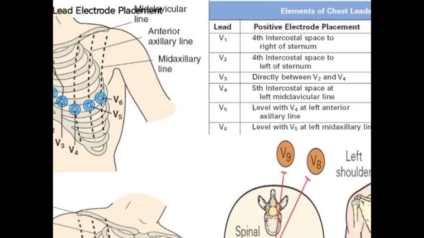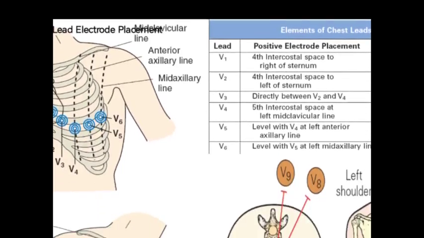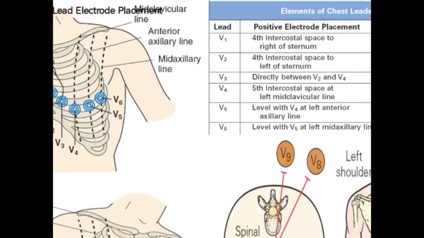We put it in the fifth intercostal space at the left mid-clavicular line. This is the mid-clavicular line. That is a virtual line from the mid-clavicular down. This is the fourth electrode lead.